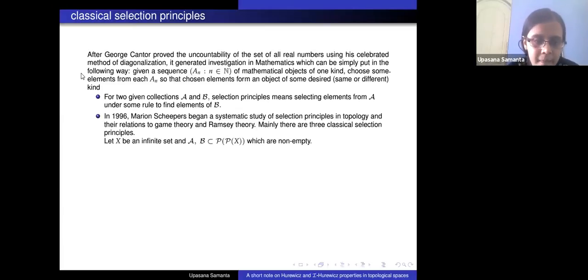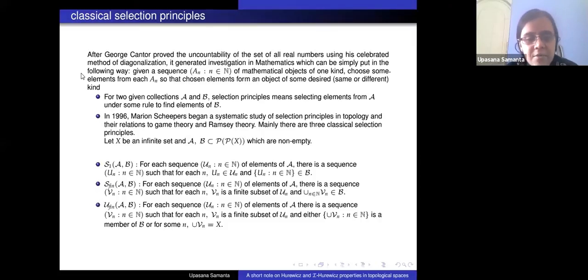Now, in 1996, Marion Scheepers began a systematic study of selection principles in topology and their relations to game theory and Ramsey theory. Mainly, there are three classical selection principles. Let X be an infinite set and A and B be non-empty subsets of P(X), where P(X) is the power set of X. Now, these are the three classical selection principles.